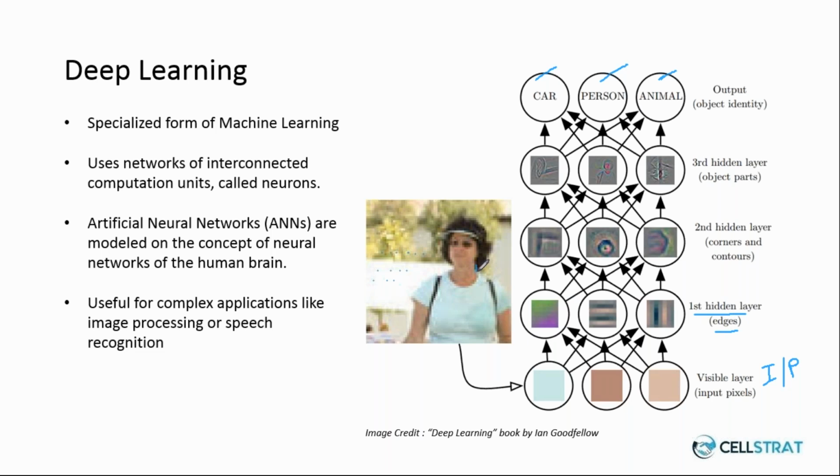So it will detect this edge, it will detect this edge, the eye edge, the nose edge, the mouth edge, the shoulder edge, and so on. Right? These kinds of edges it will detect. So the first hidden layer detects edges, right?